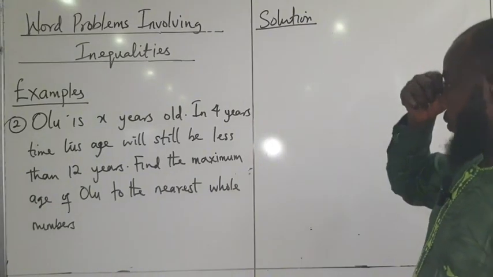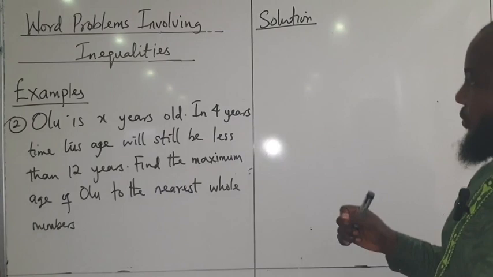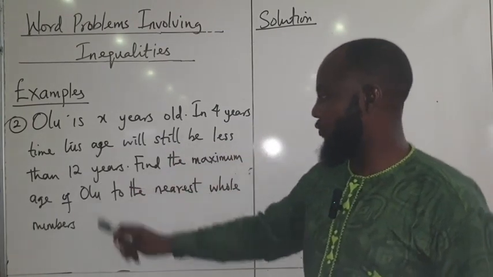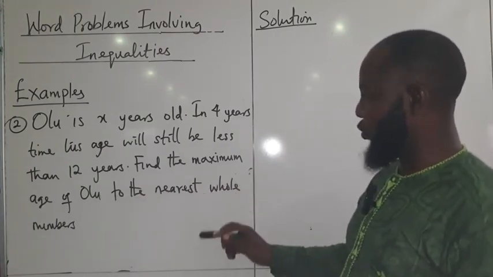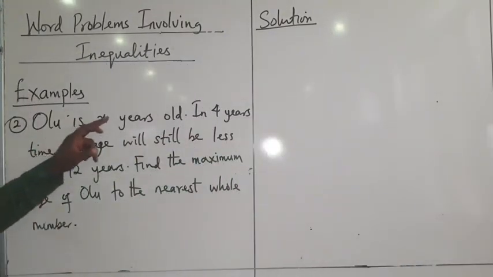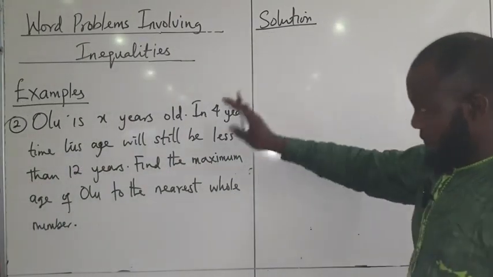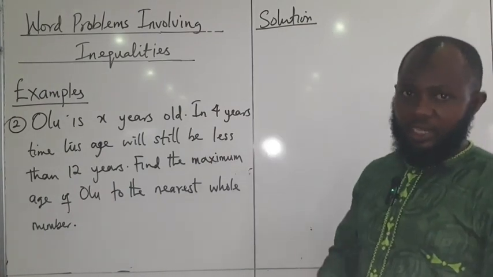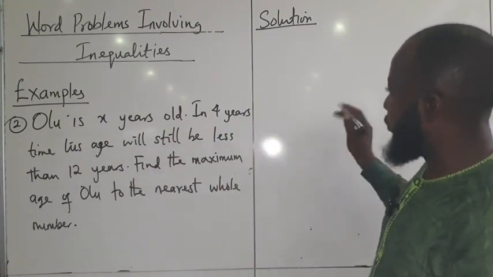Example 2, we have Olu is X years old. In 4 years' time, his age will still be less than 12 years. Find the maximum age of Olu to the nearest whole number. So let's interpret that. Olu is X years old. The age of Olu now is what? X. In 4 years' time, that is 4 years plus his age now, it will still be less than 12. So how do we interpret that?